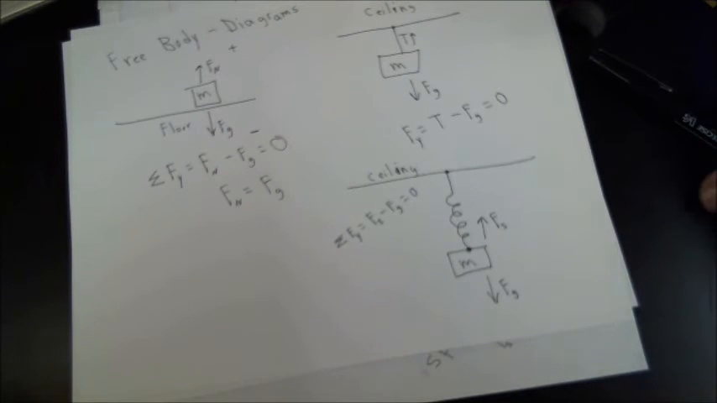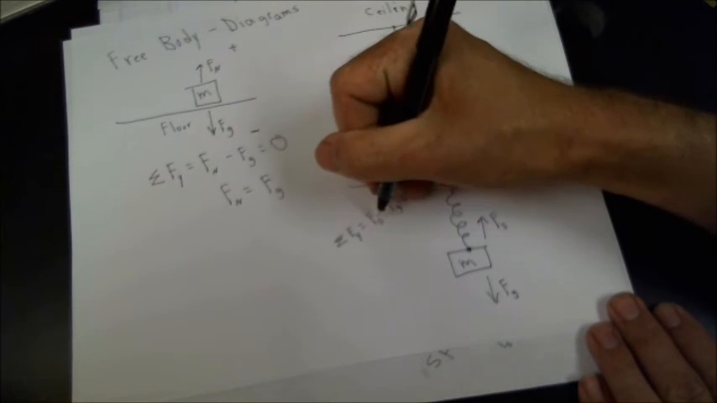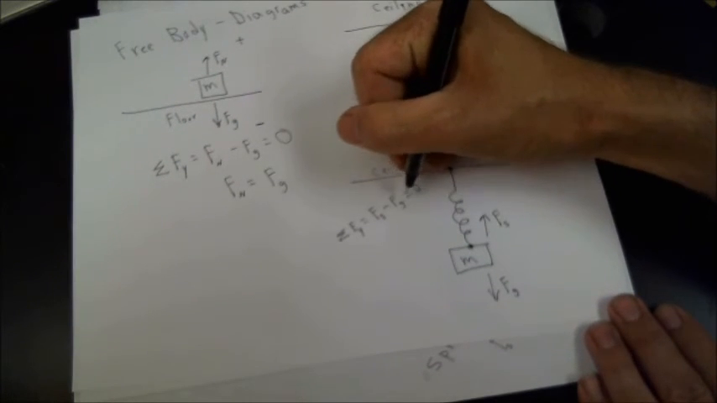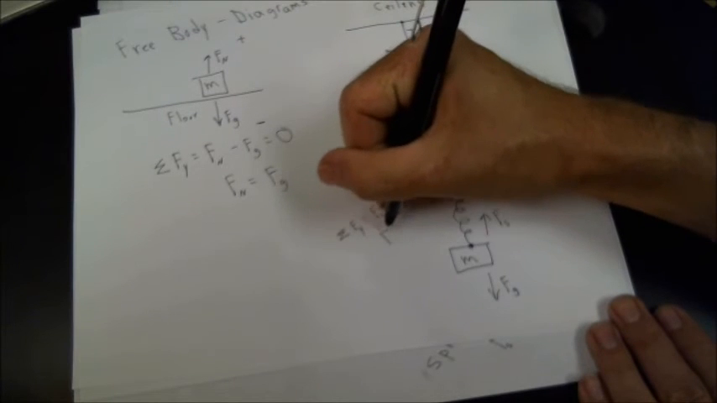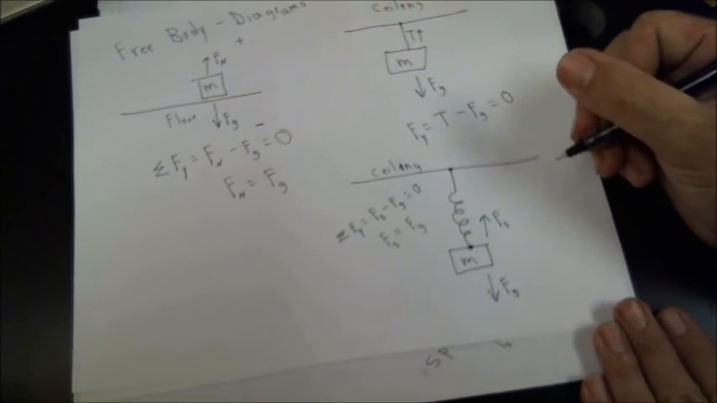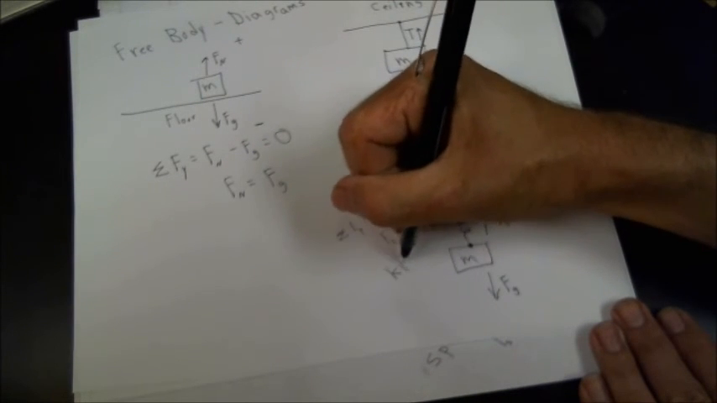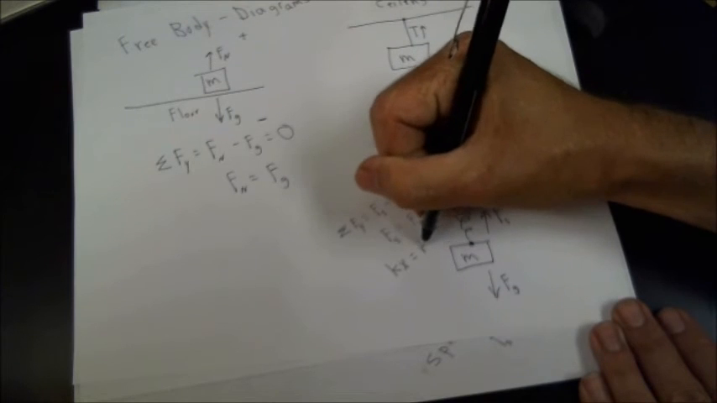Oh boy, we're at 13 minutes. Okay, if I want to solve for this, I can add the force due to gravity to both sides, and I get force of the spring is equal to the force due to gravity. And if I want to go ahead and solve for this a little more, I can say kx, the force of the spring, is equal to mg, the force due to gravity.